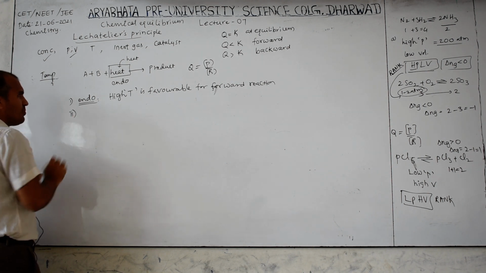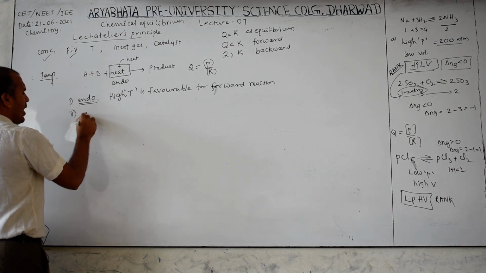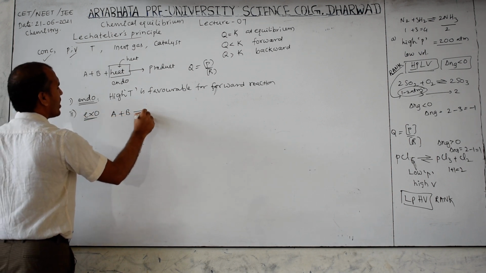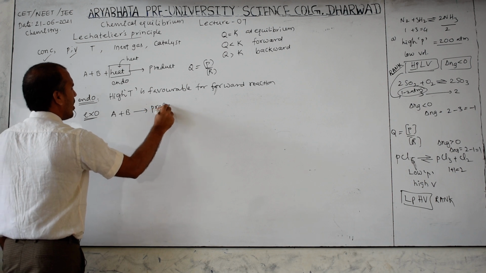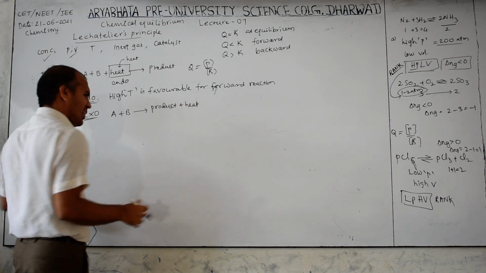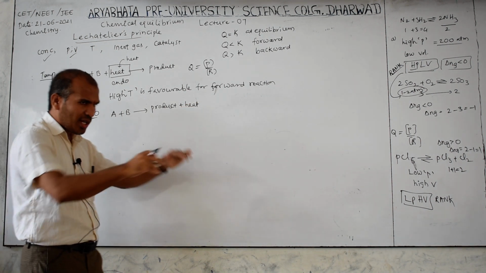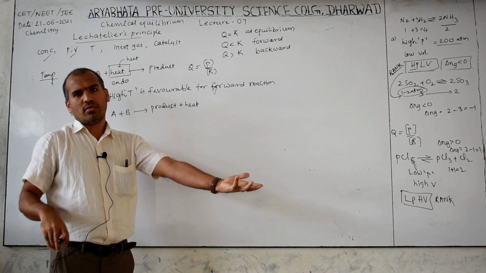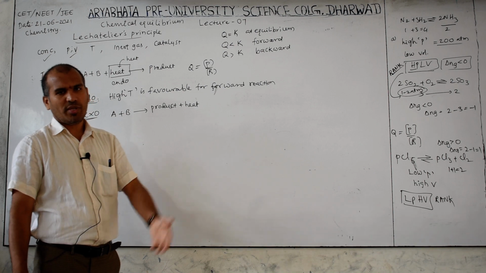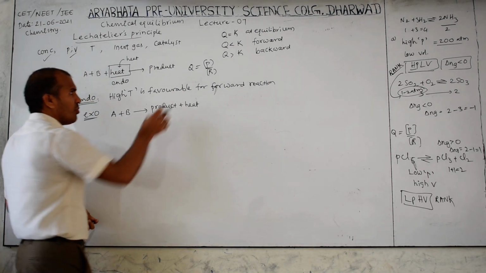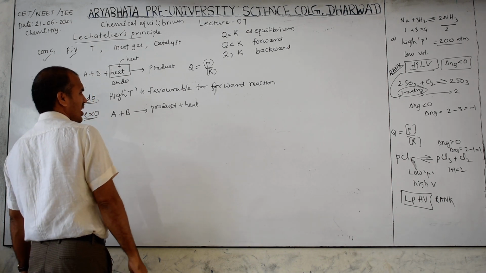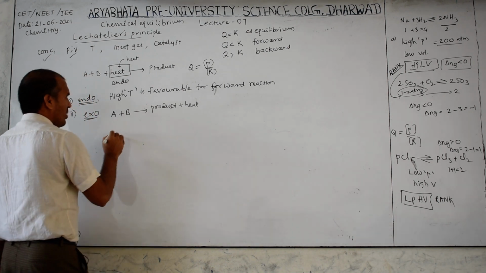Second one is exothermic reaction. Exothermic reaction means A plus B gives rise to product plus heat. Plus heat means along with the product, heat also comes out. That means it is a loss. Then product side increase means Q, what happened? Increase. Therefore, for an exothermic reaction, heat is a loss.